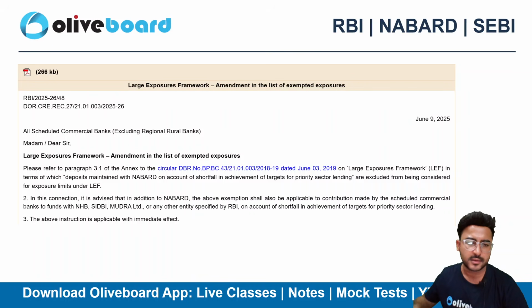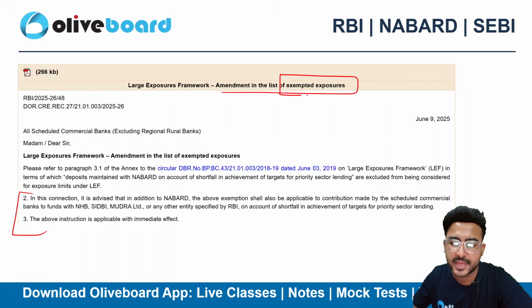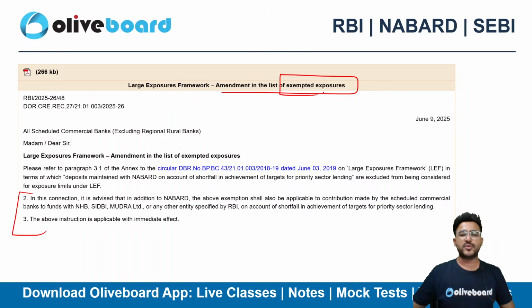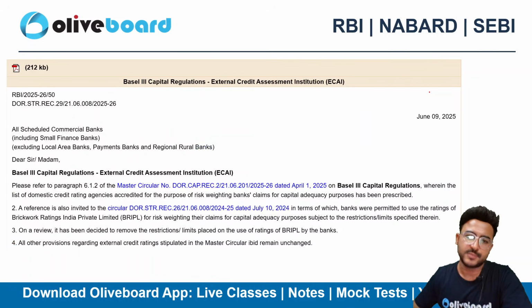So this is nothing but the same only, related to UCBs only. They have just amended the list of exempted exposure. So now contribution by the UCB towards the eligible shortfall in the priority sector lending towards NABARD, SEBI, NHB, Mudra will be exempted. So this is nothing but an amendment in the list of exempted exposure, right?